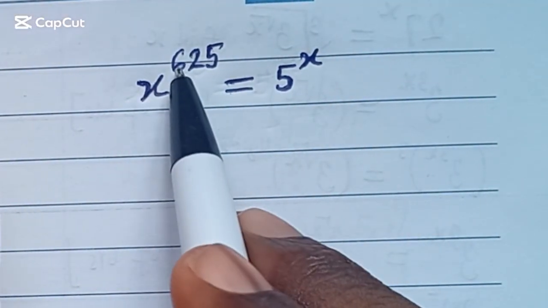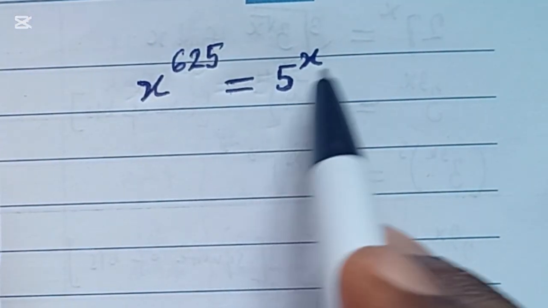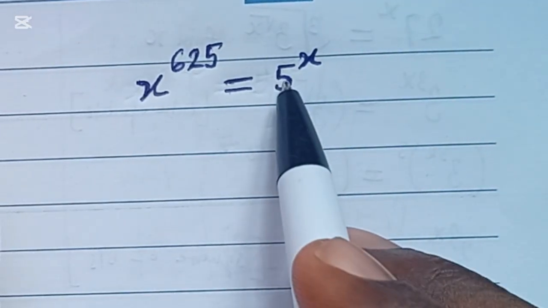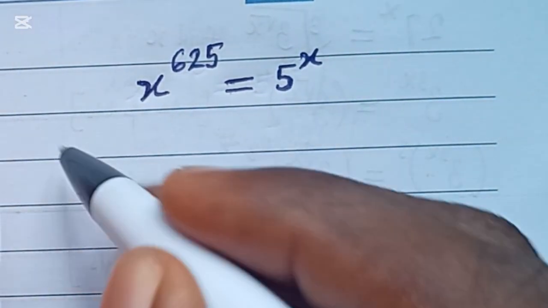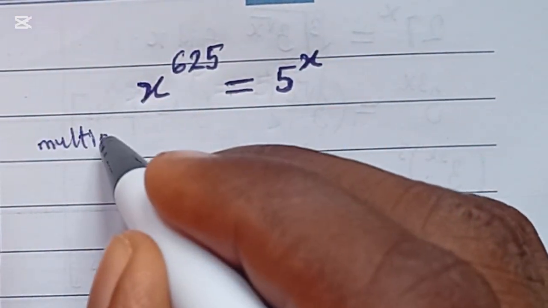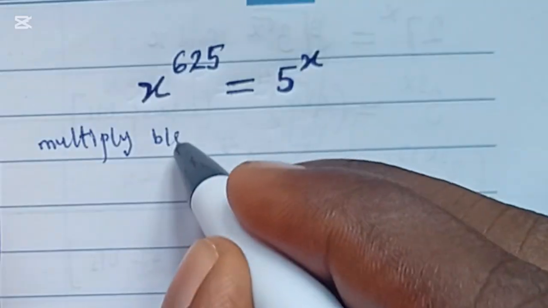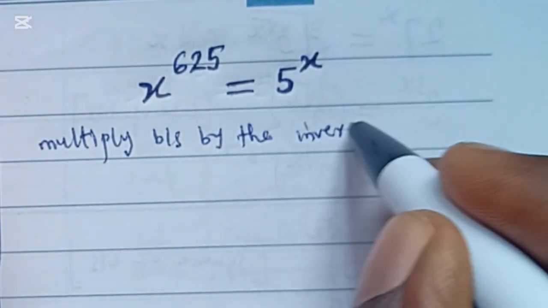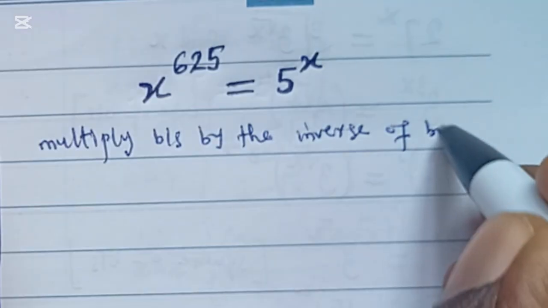We have x to the power of 625 is equal to 5 to the power of x. This is an unusual equation, and so what we want to do is to multiply both sides by the inverse of the powers. Multiply both sides by the inverse of both powers.